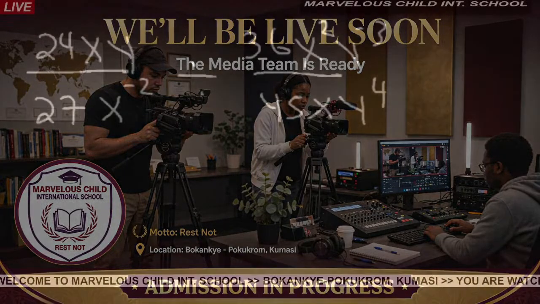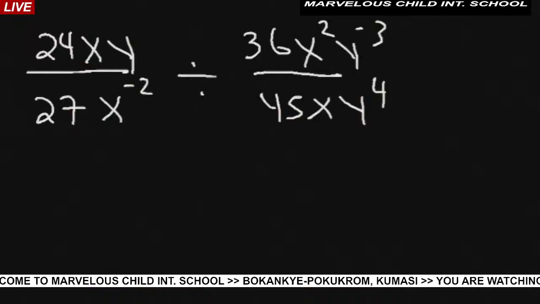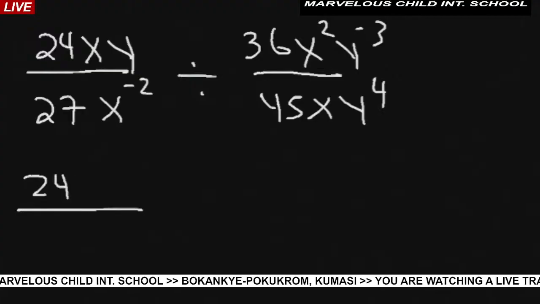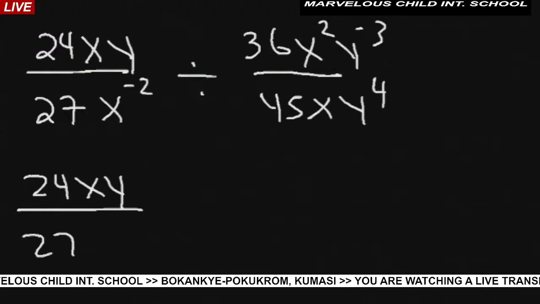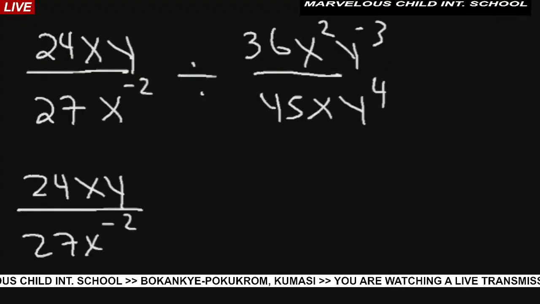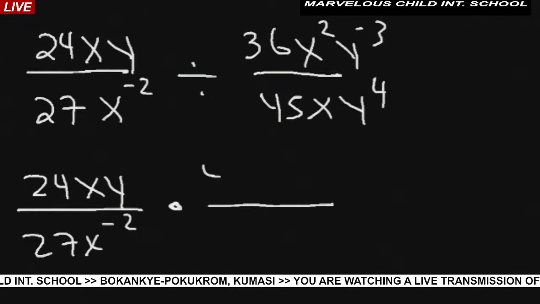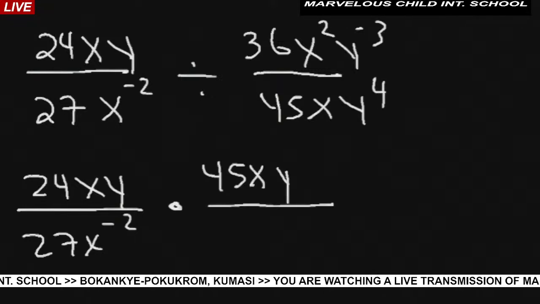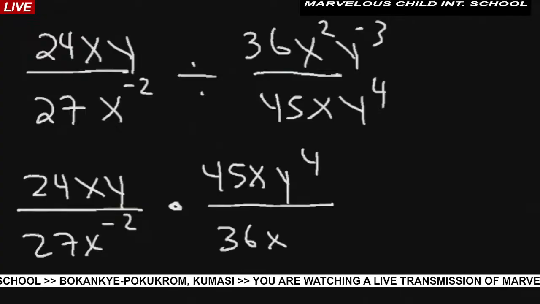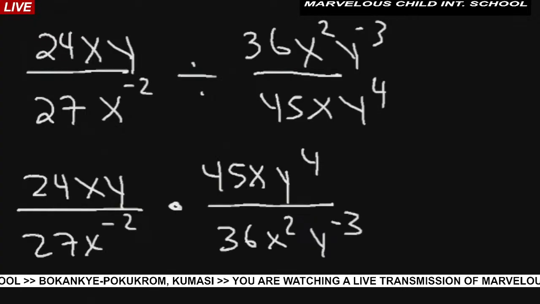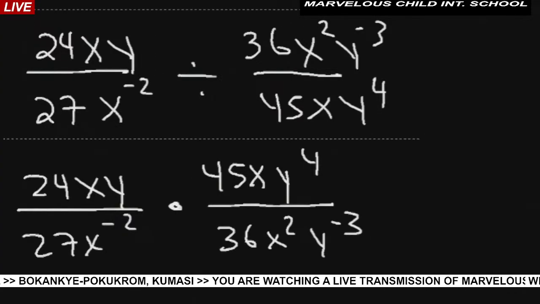How can we divide these two expressions? There's something called keep, change, flip. You need to keep the first fraction the same way, and then you could change division to multiplication if you flip the second fraction. So now we can solve it the same way as we did in the last example.